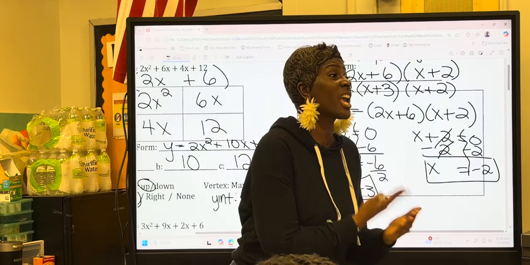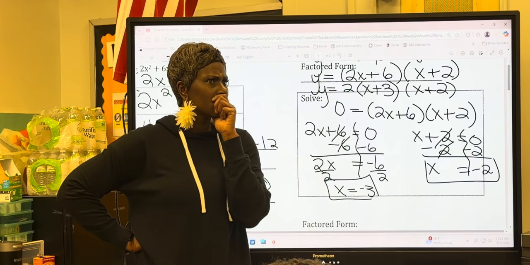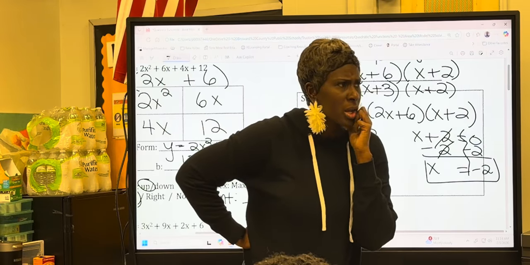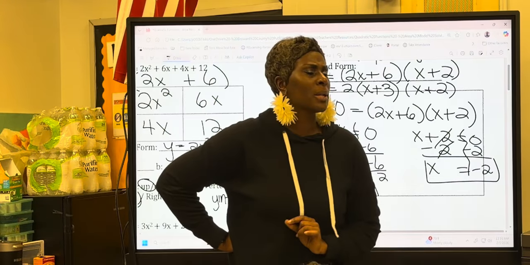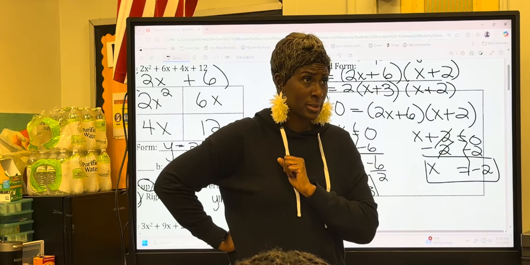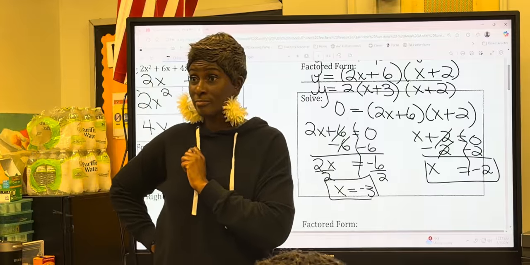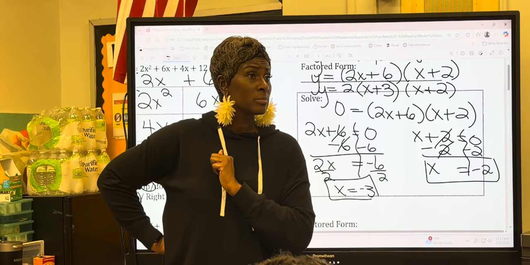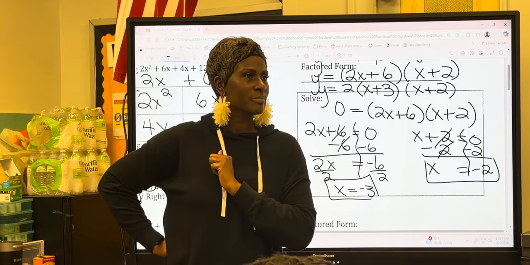Where specifically is my parabola going to cross the x-axis? My parabola is going to cross the x-axis at what? Negative, zero, wait. Negative 3. Negative 3. Negative 2. Keep going, Javea. Negative 3, 0, and negative 2, 0. Absolutely. Clap it out for her.